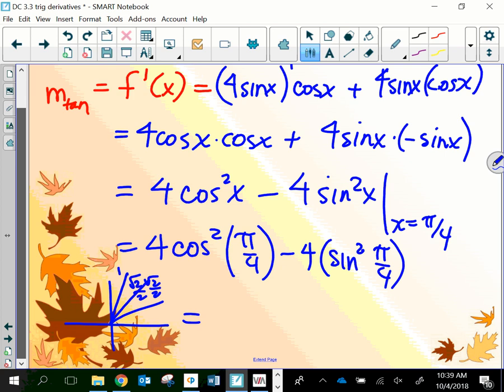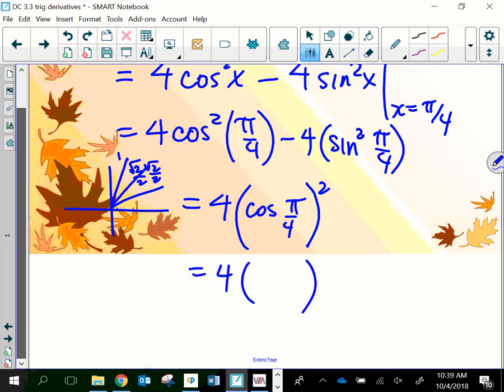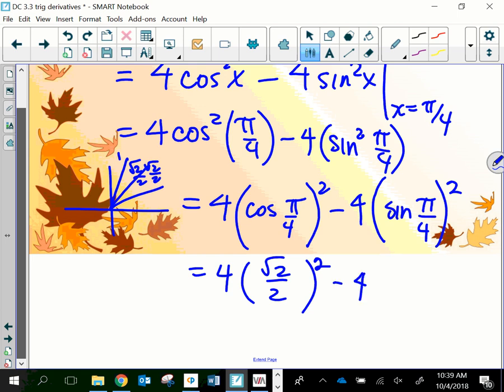All right. So what does this mean? Cosine squared of pi over 4. What does that even mean? Abby? That's right. It really means this. Good job. And what is the cosine of pi over 4? Square root of 2 over 2, and I need to square just that value. And this means the sine of pi over 4 squared. We write it like this, but you got to remember that's what it really means, so be careful. What's the sine of pi over 4?